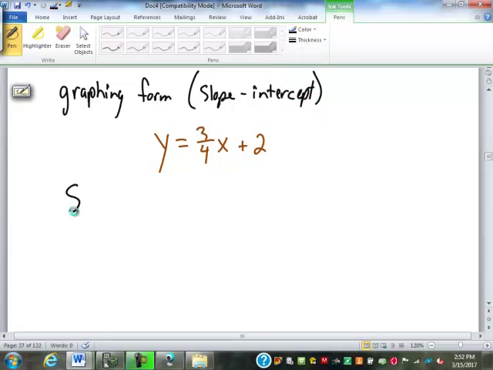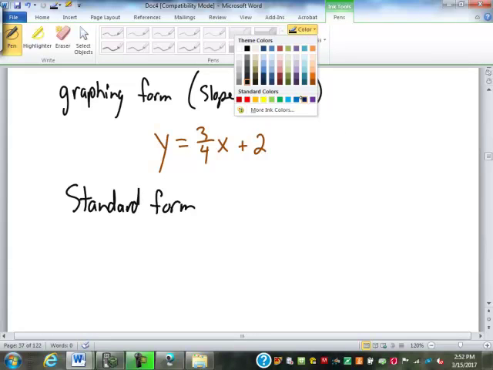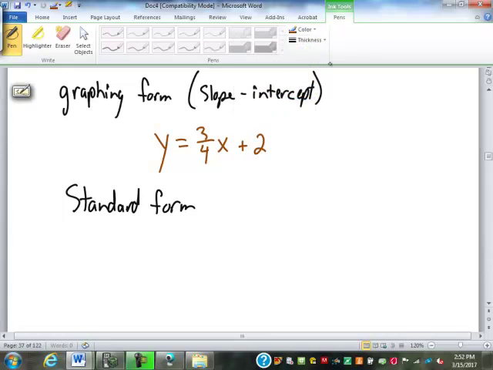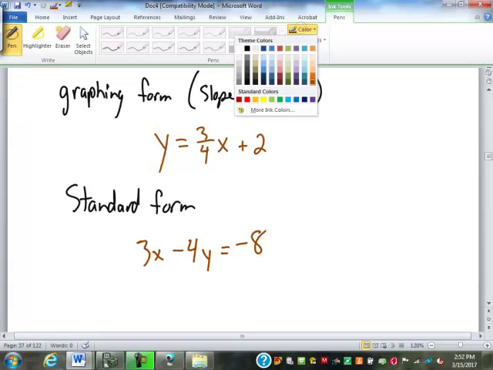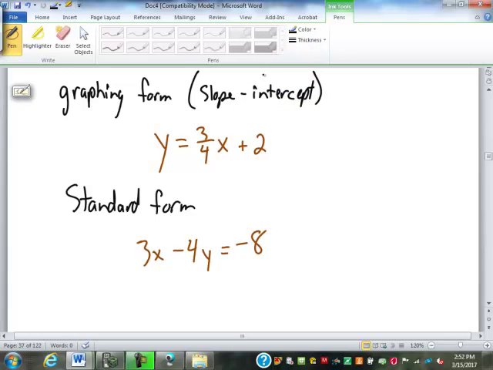We have seen standard form. The standard form was where we might have 3x minus 4y equals negative 8. That's standard form. Next, we're going to look at something called point-slope form of an equation.